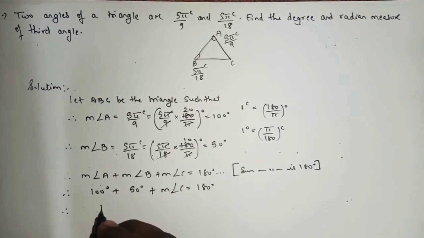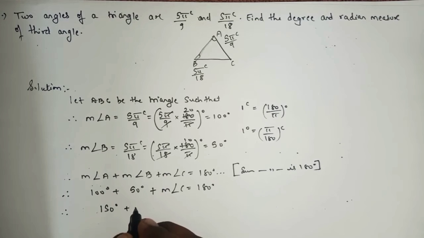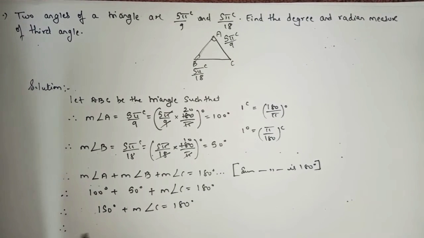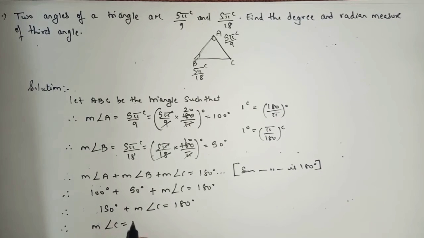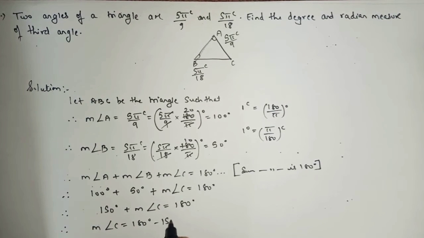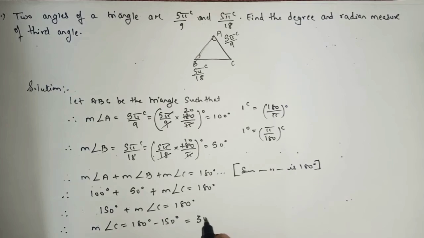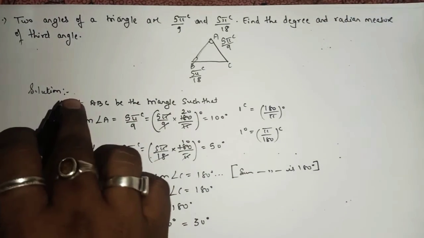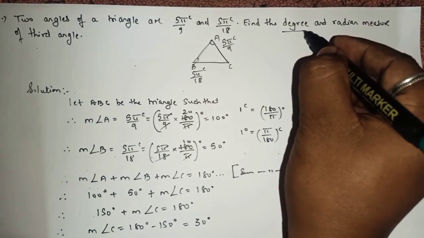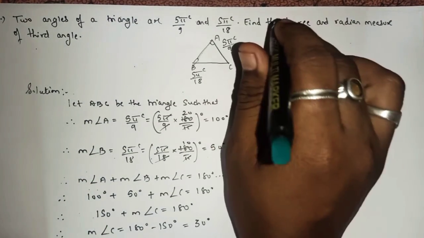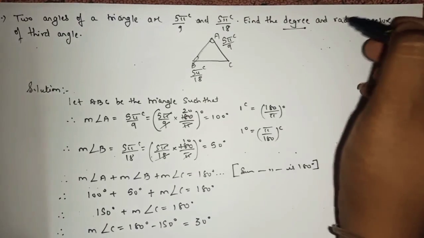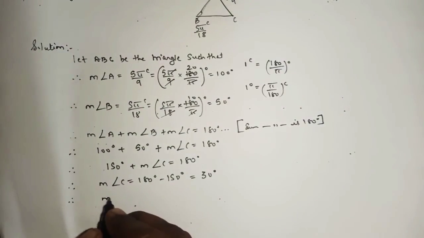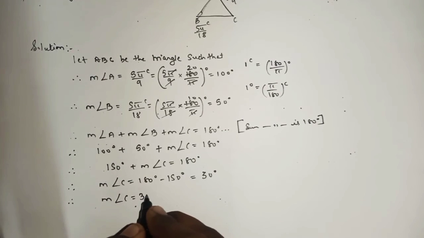So therefore this will be 150 plus the measure of angle C is equal to 180. Therefore, the measure of angle C is equal to 180 minus 150, which is equal to 30. Now we got the third angle in degrees. As the question says, you have to find the third angle in both systems, degree as well as radian. So the measure of angle C is 30 degrees.